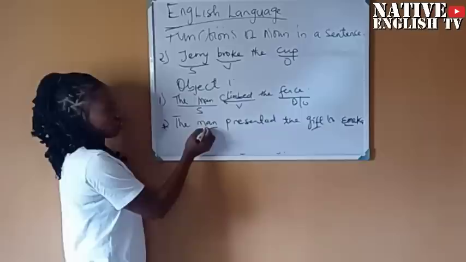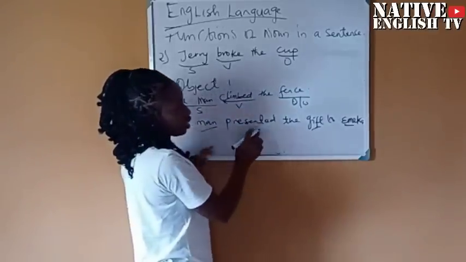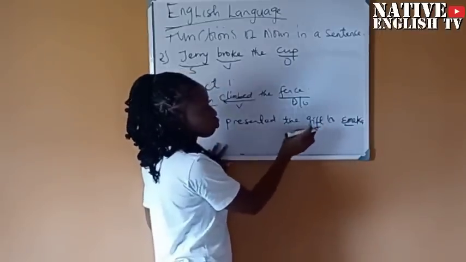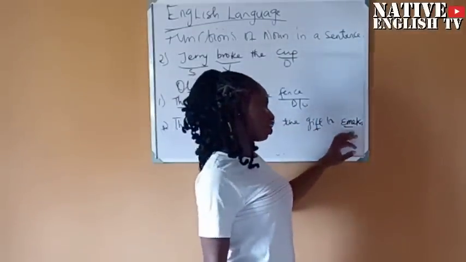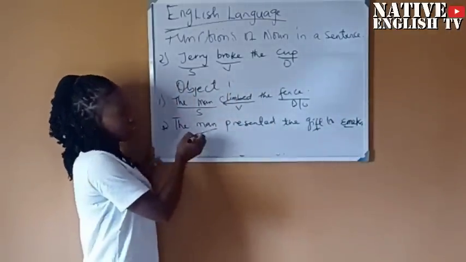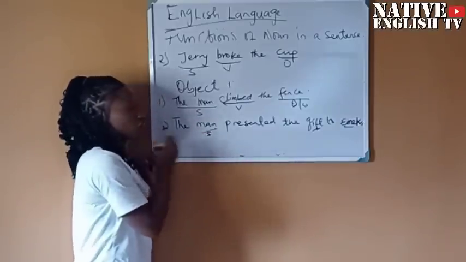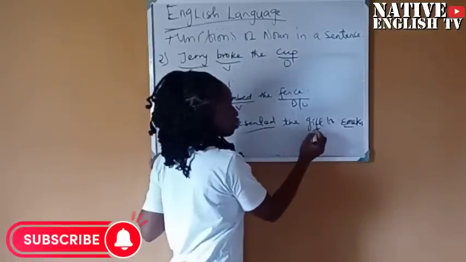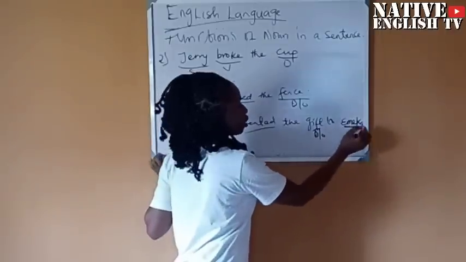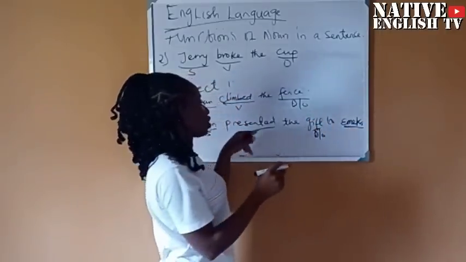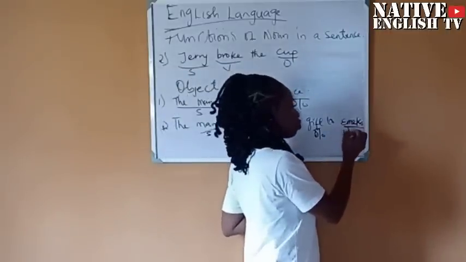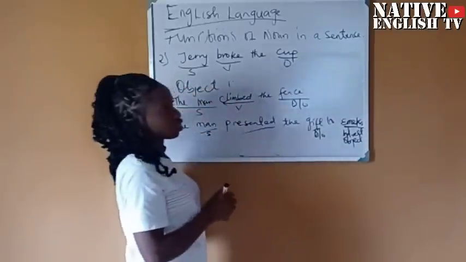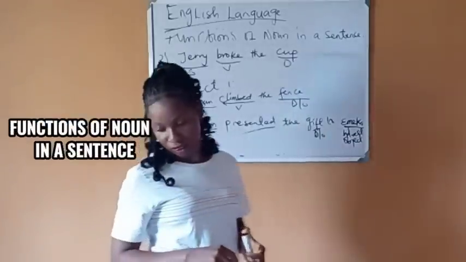Now, the action of presented is affected directly to gifts. The man presented the gift to Emeka. That is to say that the man, which is the subject, performed the action of presenting a gift to Emeka. So this gift is the direct object, while Emeka, which is indirectly affected by this action, is what? Indirect object. The next one is object complement.